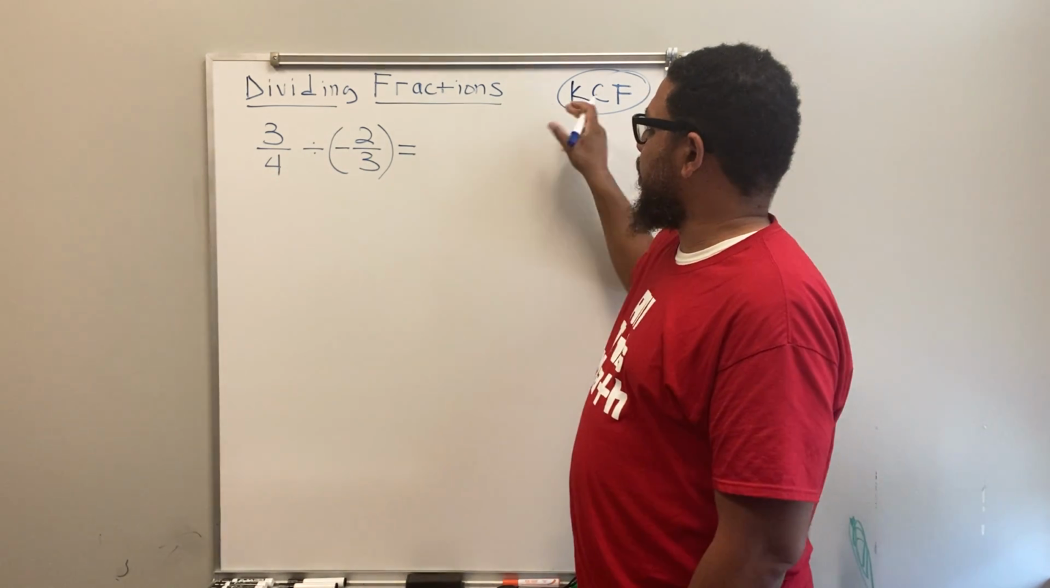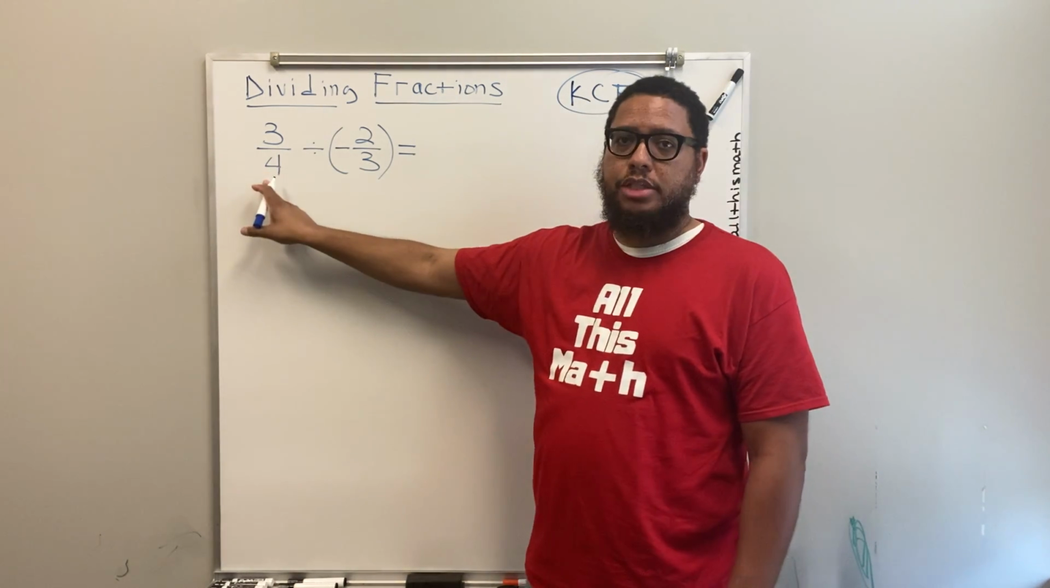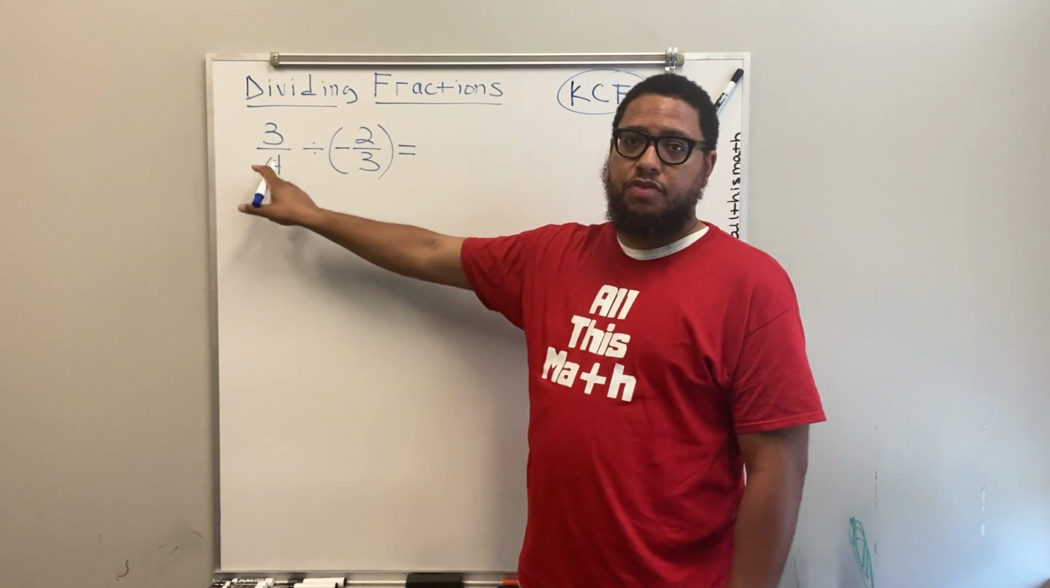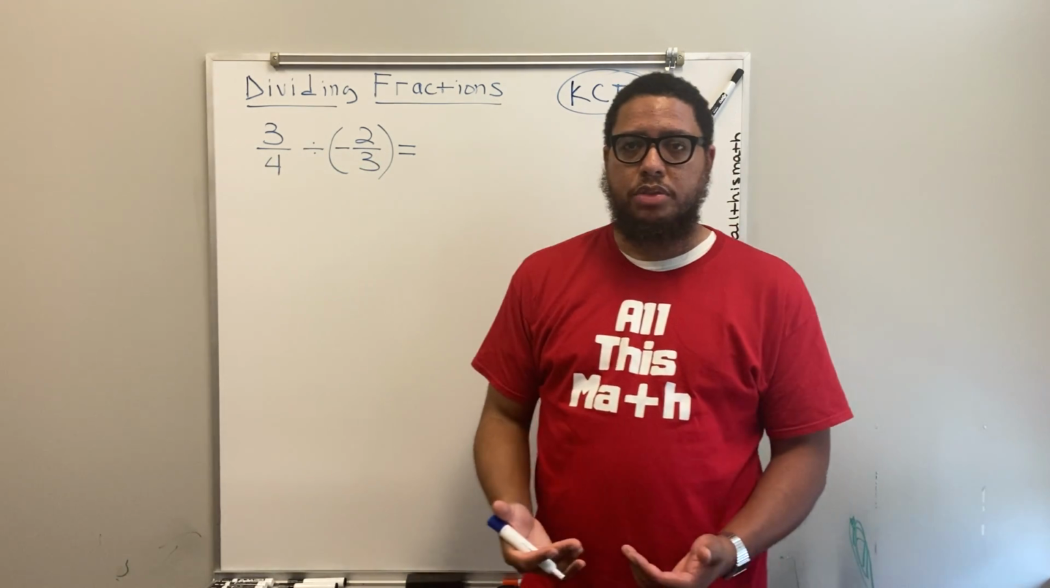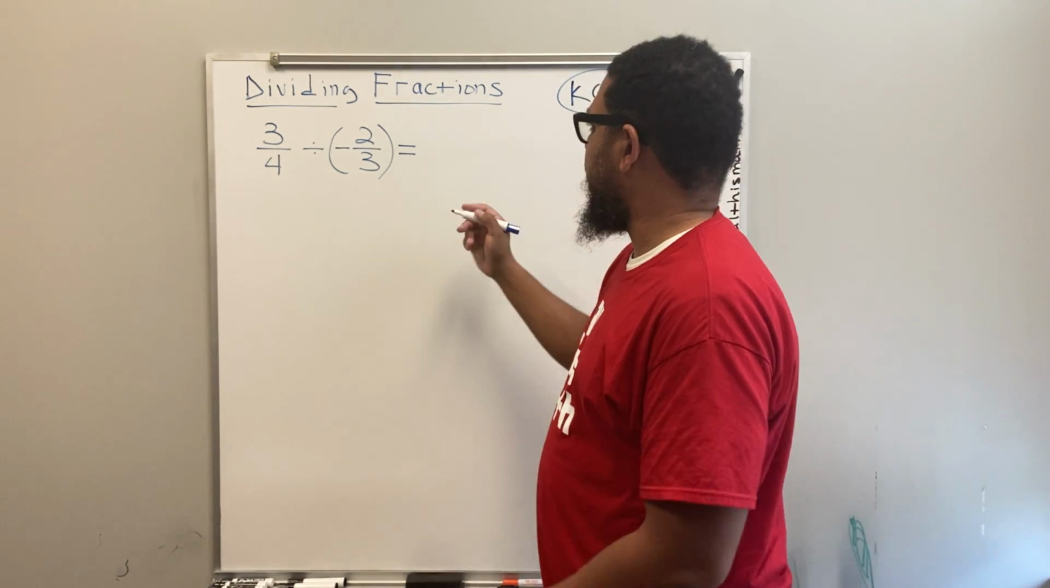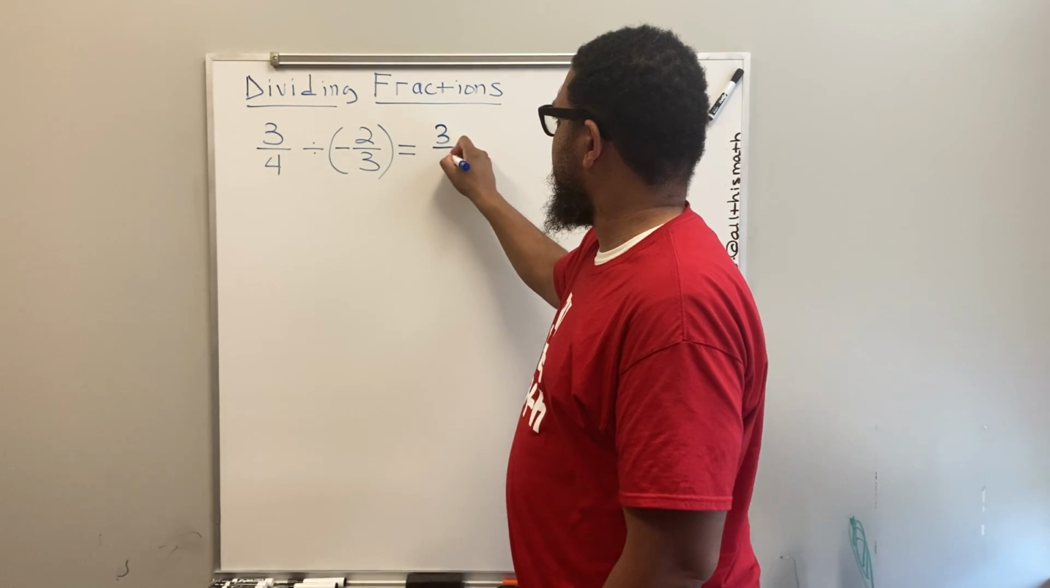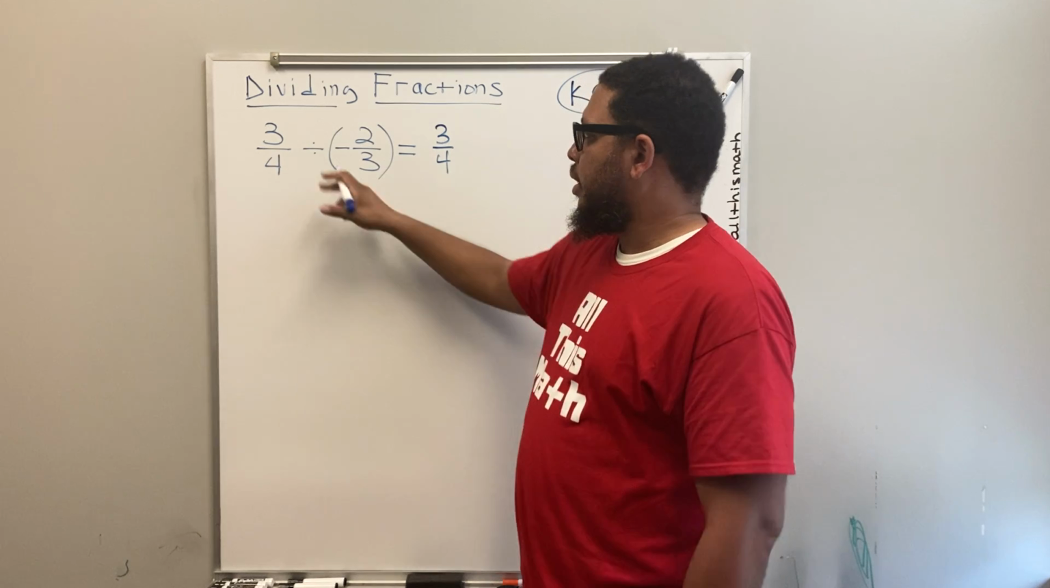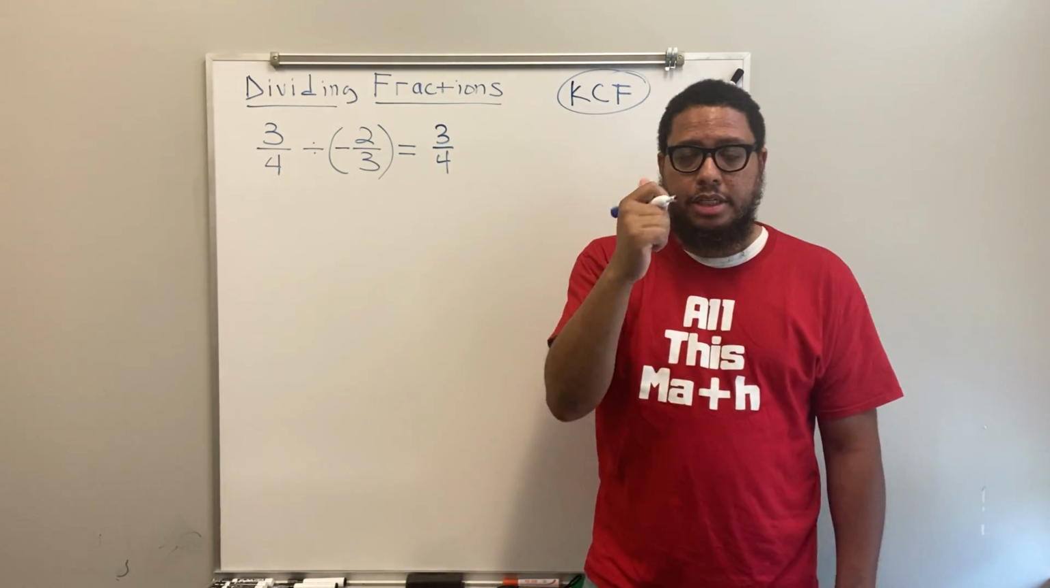What we're going to do is keep the first fraction. The first fraction is 3/4. So we keep that. We don't change that, right? So basically what I do is I rewrite it: 3/4. I keep that. Then we change, the C stands for change.